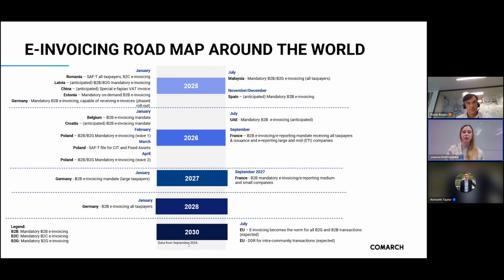The mandates will also be joined by Spain with some local platforms across the whole country. We should also get ready for Belgium, Croatia, and UAE.